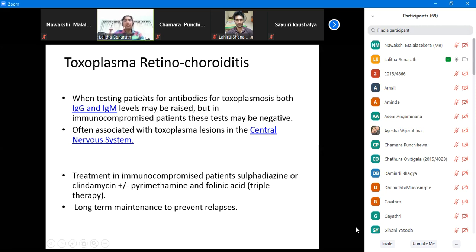because toxoplasma choroiditis has involved the foveal area, and there's damage to those areas, so the patient loses vision. Usually it's common in immunocompromised patients. It can reactivate at some stage of our life. Therefore, you have to check for immunocompromise, because especially in HIV/AIDS it can get reactivated. And you have to give long-term maintenance doses to prevent relapses.